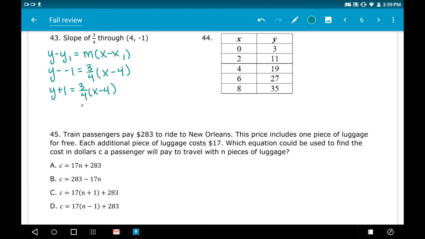If it wanted it in slope-intercept form, we do have to distribute. So I have y plus 1 equals 3/4 x, then 3/4 times negative 4. 3 times negative 4 is negative 12, divided by 4 is negative 3. And to get rid of this positive 1, we subtract 1, which means y equals 3/4 x minus 4 is our equation in slope-intercept form.